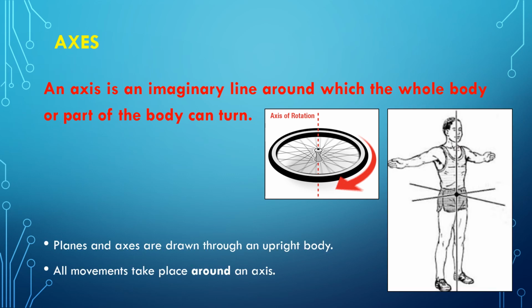Okay, we always draw our planes and axes through an upright body, such as on the picture here. So we have our three axes, 1, 2, 3, just in no particular order there, and they're the three axes that all movements can occur around. So we're going to learn about those three. Okay, so remember that all movement takes place around an axis.